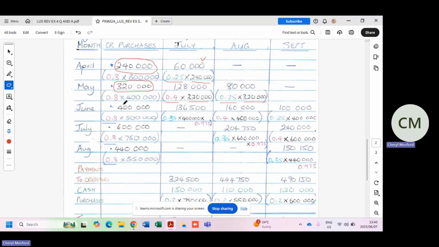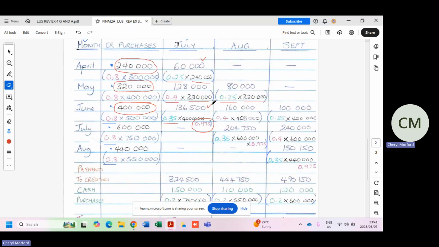So here we are, June. The first thing that I had to do, remember, was change my 500,000 total purchase to credit purchase of 400,000. Step 1, July, first installment, I find 35% of it. Then see what I do here. I multiply it by 0.975, which is the decimalized version of 97.5%. Gives me the payment of 136,500 for July.